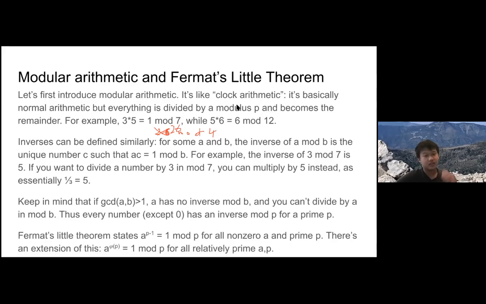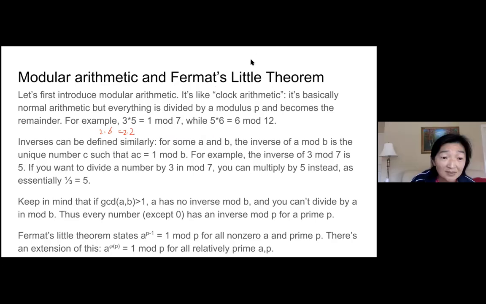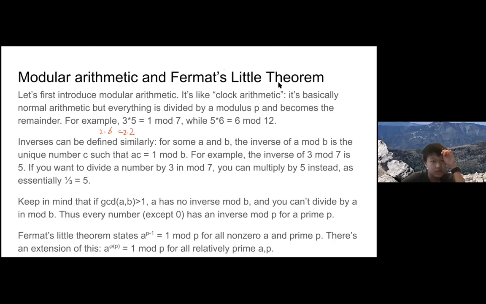Mods are basically normal arithmetic, but you just take everything mod something. So in this case, 2 times 6 is 0 mod 4 because it's 12, and then you take that mod 4 and you get 0. Keep in mind that you can also reduce numbers in the middle of your computation. So you can write 2 times 6 mod 4 as 2 times 2 because 6 is 2 mod 4. And this will also give you 0.